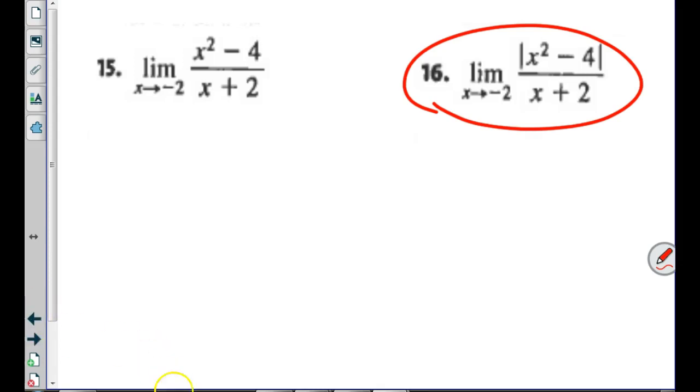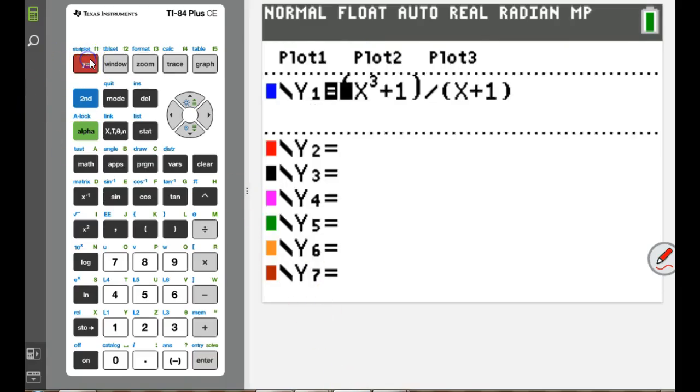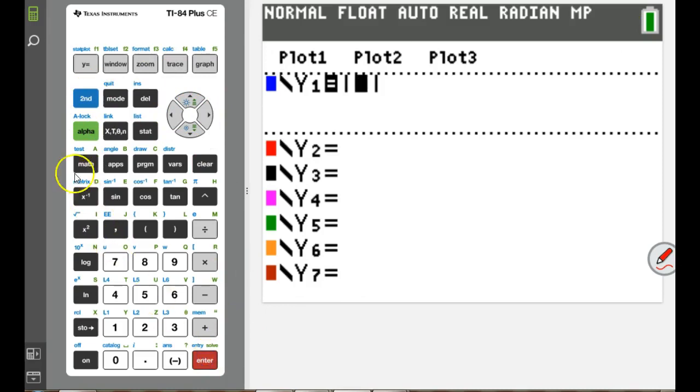Says we should do 16 apparently. I think you guys could do 15. Just factor it and divide. Okay, what does it say for 16? Absolute value, x squared minus 4, and then is it divided by something? Parenthesis x plus 2.